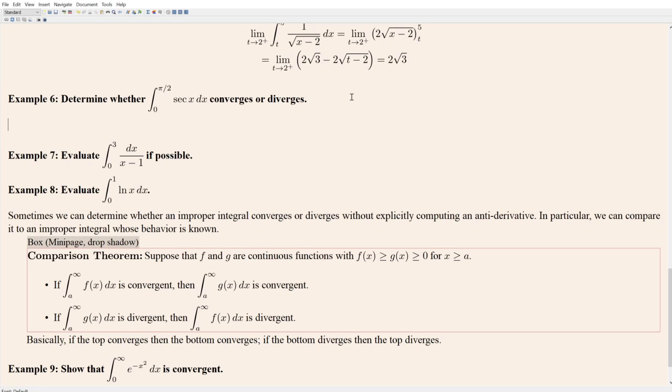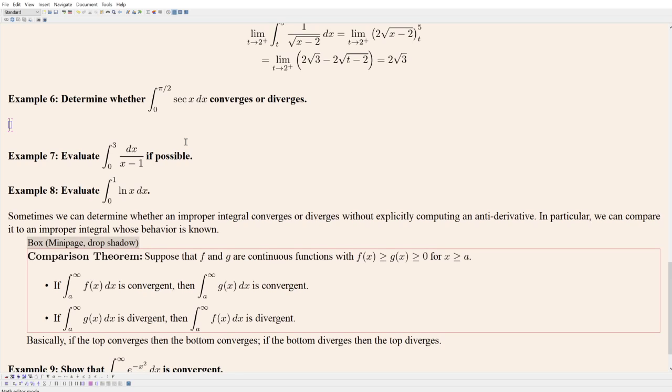Okay. Determine whether this converges or diverges. So what is the problem here? Well, secant at 0 is fine. Because remember, secant is 1 over cosine, so cosine at 0 is 1, so 1 over 1 is 1. But at pi over 2, we're going to have a problem, because we're going to have 1 over cosine at pi over 2. Cosine at pi over 2 is 0, so that's 1 over 0, so that explodes. So there's a vertical asymptote there. Alternately, just look at a graph of secant, and you will clearly see there's a vertical asymptote at pi over 2.